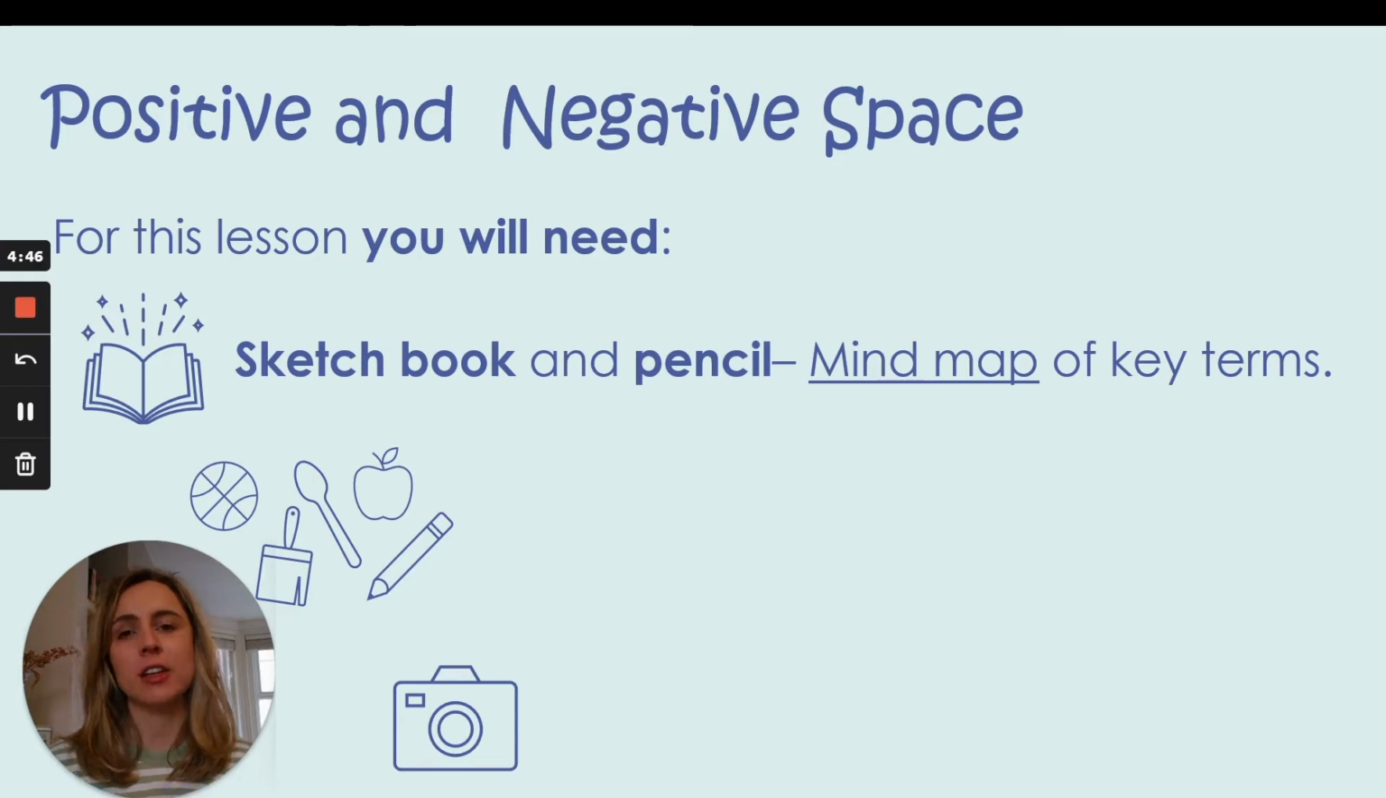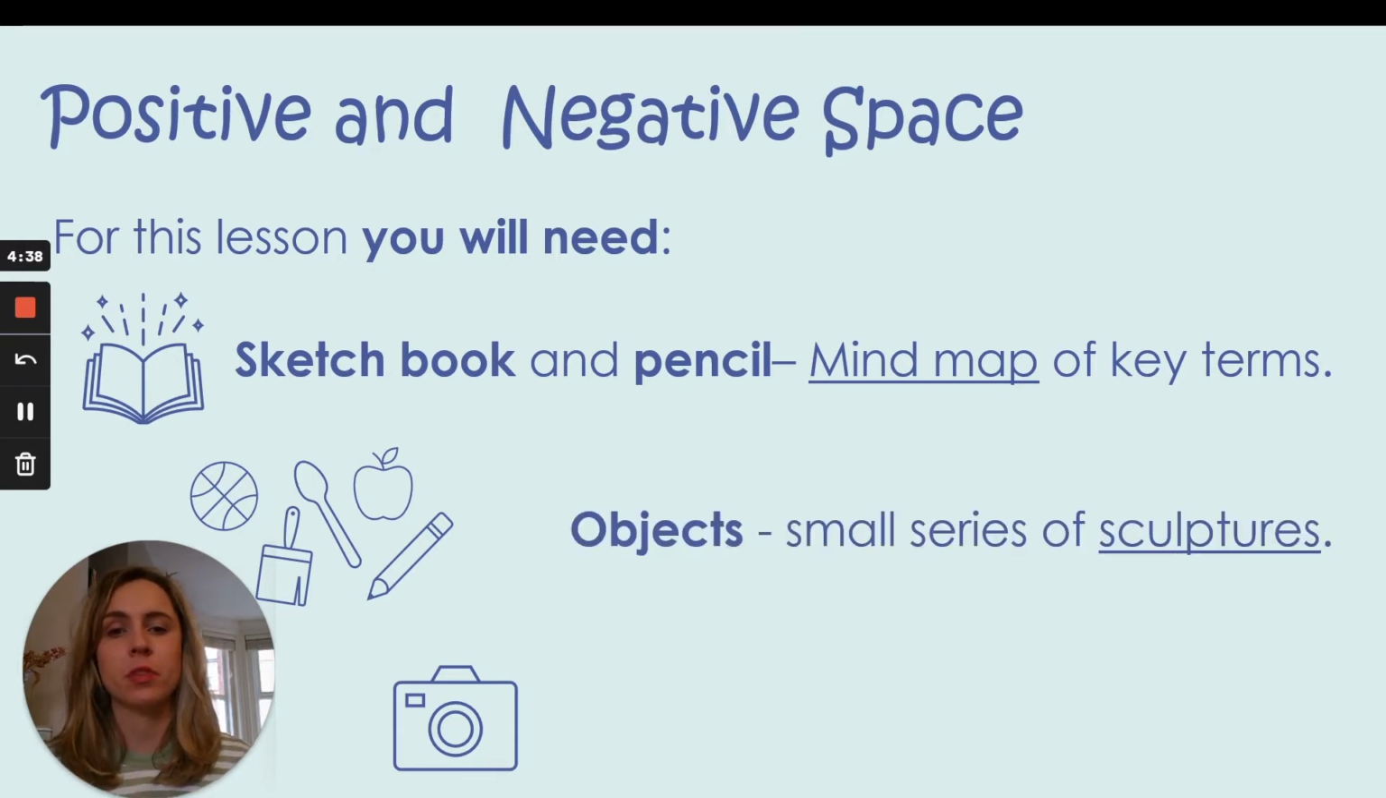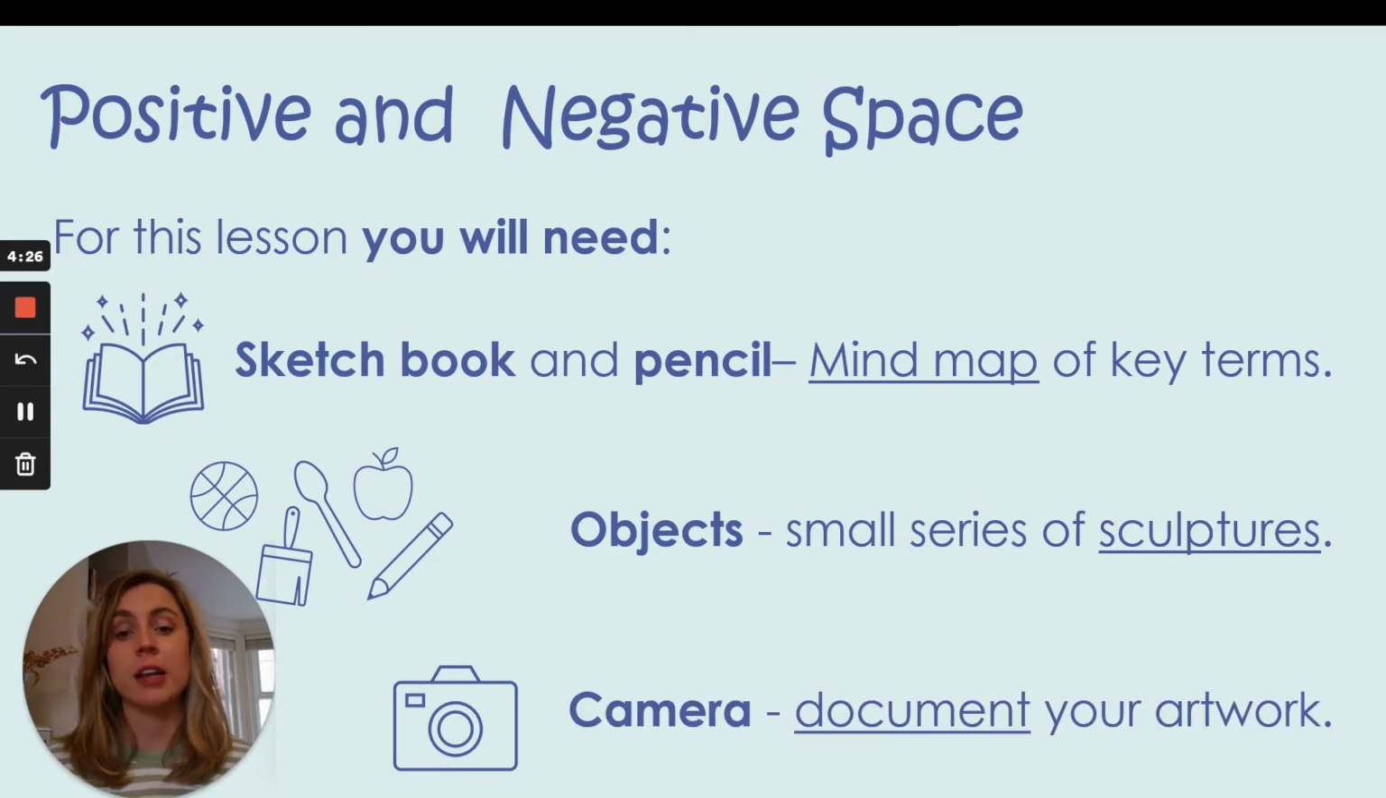For this lesson you will need a sketchbook and a pencil, because we're going to be taking down some key terms and making a mind map. You're going to need a minimum of 6 small household objects, because we're going to be making a small series of sculptures. And lastly, you're going to need a camera to document your artwork.